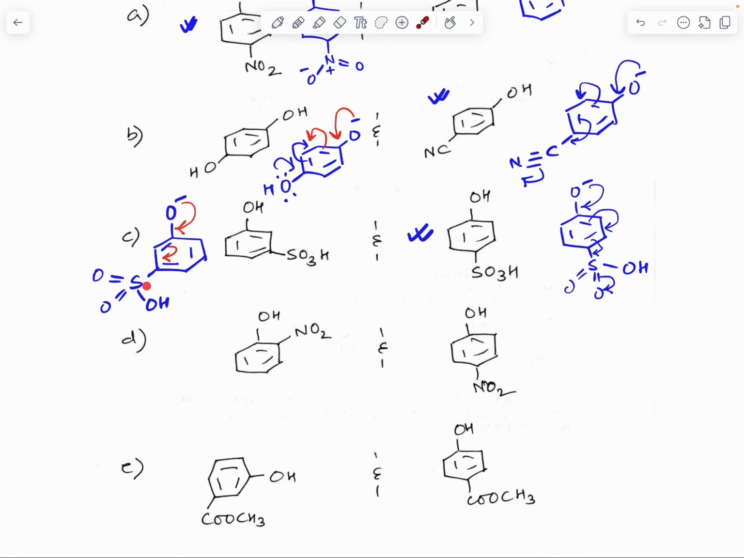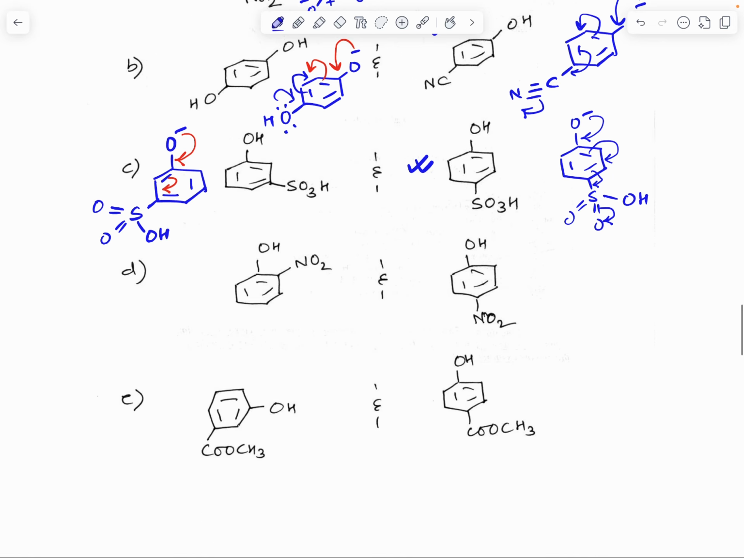If you again look out here, the only reason the SO3H couldn't stabilize the conjugate base is simply because the electrons do not delocalize into the meta position. They're only going to go either to ortho or para. And since the group wasn't there, it couldn't affect it.